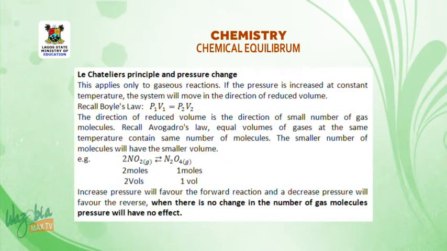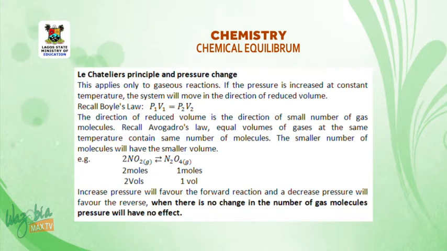Le Chatelier's principle and pressure change. This applies only to gaseous reactions. If the pressure is increased at constant temperature, the system will move in the direction of the reduced volume. Recall that Boyle's law is P1V1 equals P2V2, that is, the pressure is inversely proportional to the volume. The direction of reduced volume is the direction of the smaller number of gas molecules. Recall Avogadro's law: equal volumes of gases at the same temperature contain the same number of molecules. The smaller number of molecules will have the smaller volume.